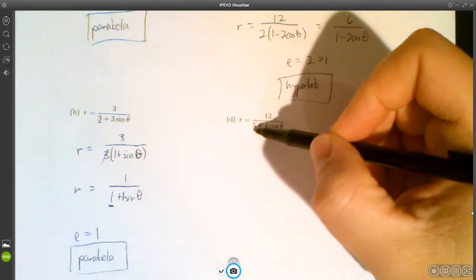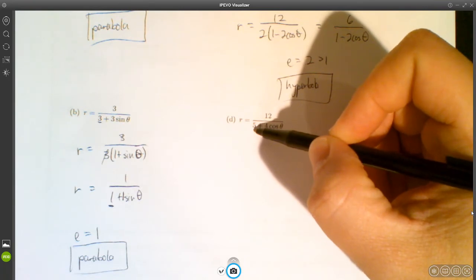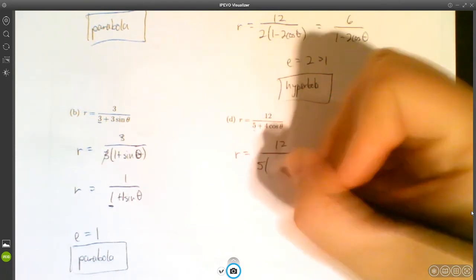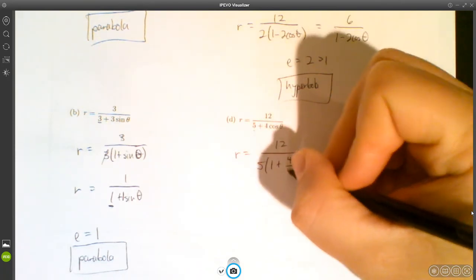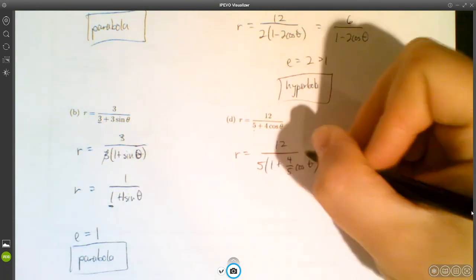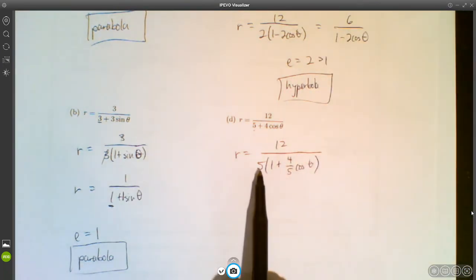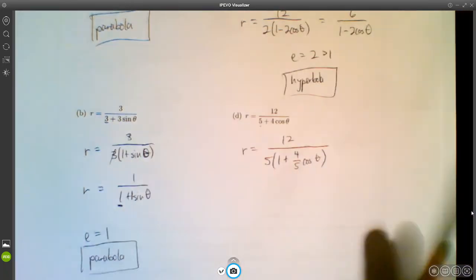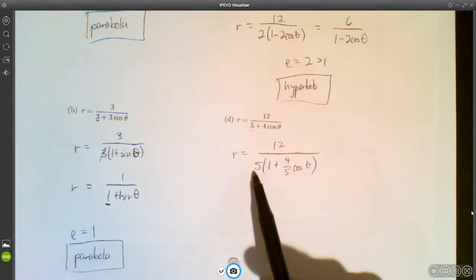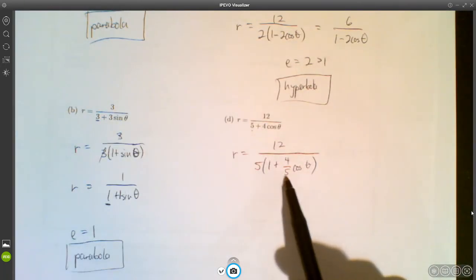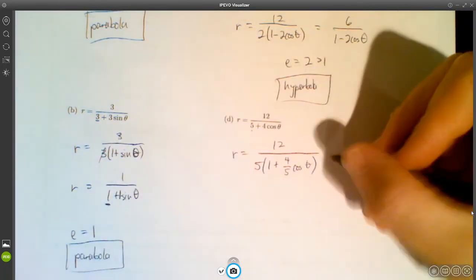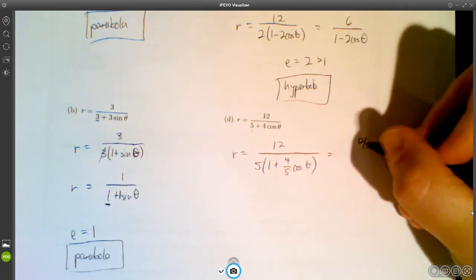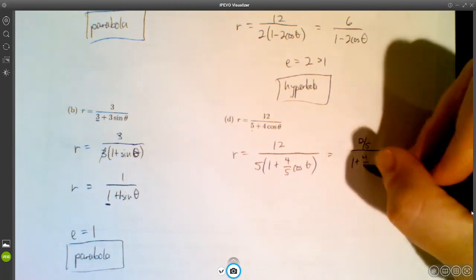So here, this constant term is not 1. That means I need to factor out a 5. I'm left with 1 over 4/5 cosine theta. So hopefully that makes sense, because when I distribute the 5 back in, I get 5 plus 4 cosine theta, right back where I started. Now you can tell that the eccentricity is 4/5, so you don't need to really clean this up at all, but in case you're interested, you could say this is 12/5 over 1 plus 4/5 cosine theta.